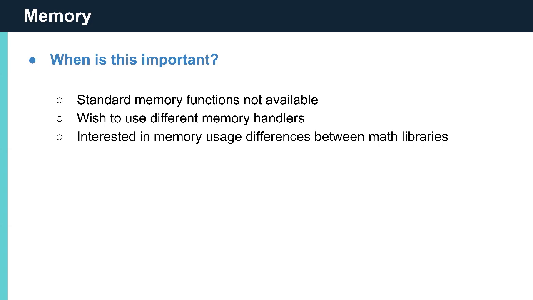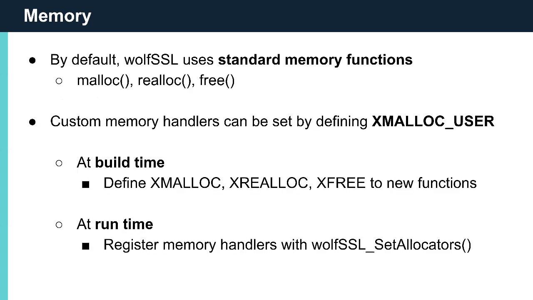What about memory use? This is important if standard memory functions aren't available, you want to use different memory handlers, or you're interested in memory usage differences between the different math libraries that we have underneath wolfCrypt. By default, we'll use, like I said, malloc, realloc, and free. If you define XMALLOC_USER, then like we talked about before, you can override XMALLOC, XREALLOC, and XFREE.